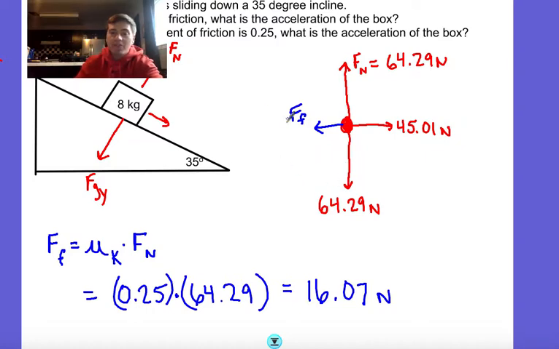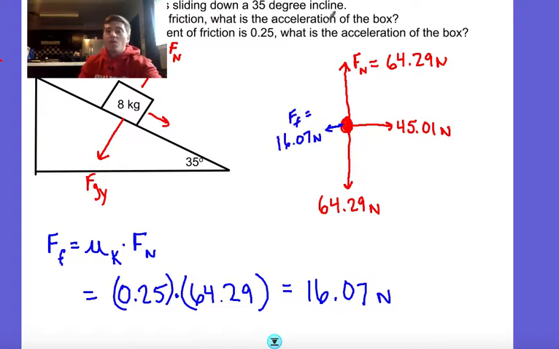So I'm going to redraw this because it should be a little smaller. Remember, your free body diagrams need to be relative to each other in terms of the forces, how long they are. So if this is 45, I'm feeling this is around 16. Force of friction is 16.07 newtons.